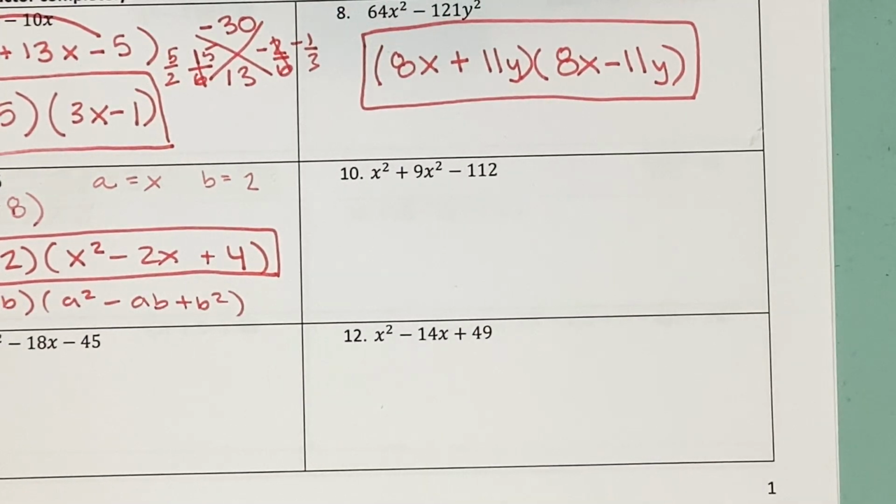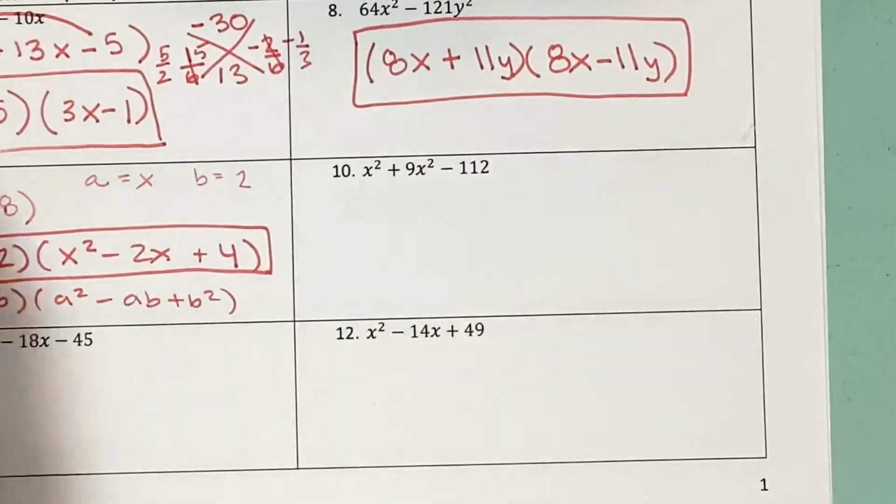Okay, next one. Two numbers that multiply to give you 112, but add to give you 9.